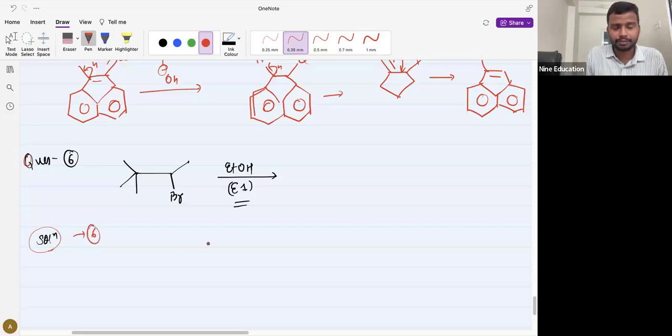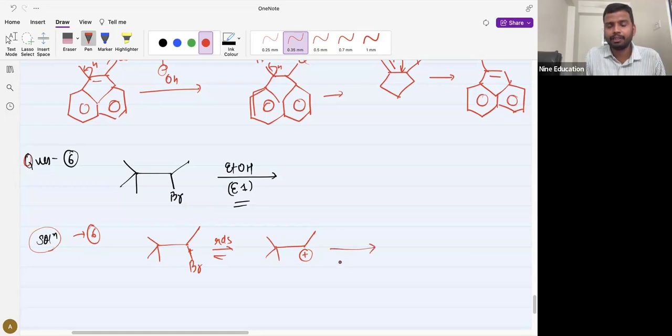Sixth. Now if you know it is going through E1 elimination, so E1 में क्या होता? You have to remove this bromine. First step is our rate determining step. We will make the carbocation. E1 elimination.